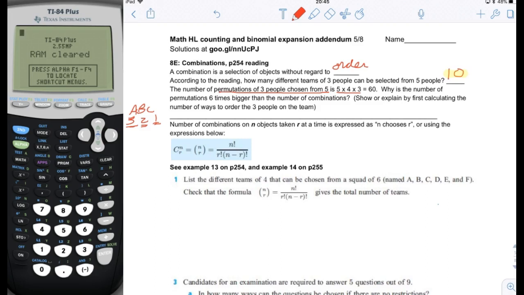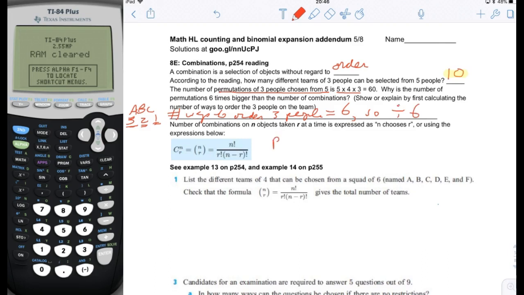So to find the number of combinations, you find the number of permutations, and then you divide the number of permutations by all the different ways you can order the 3 people, for example. The number of ways to order 3 people equals 6, so we always divide by 6.